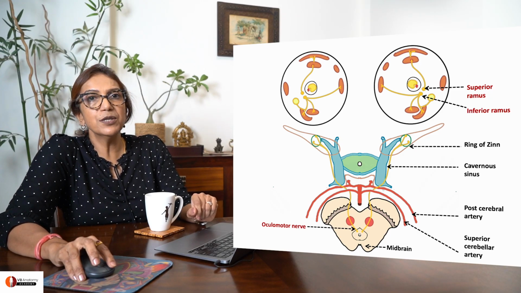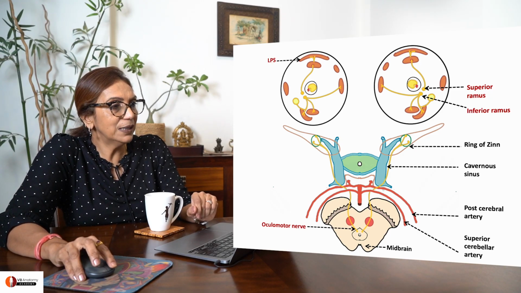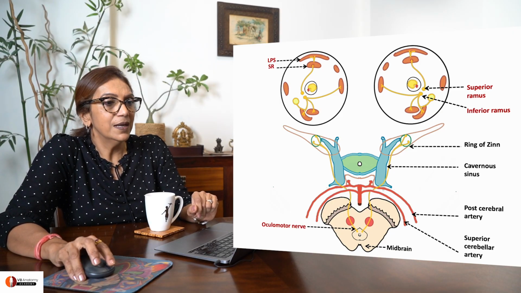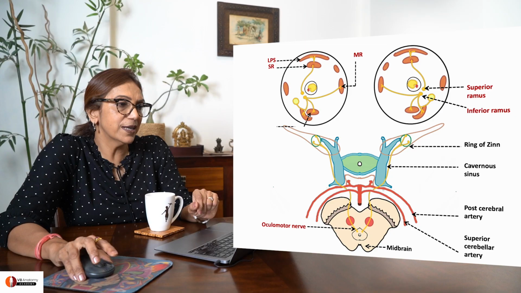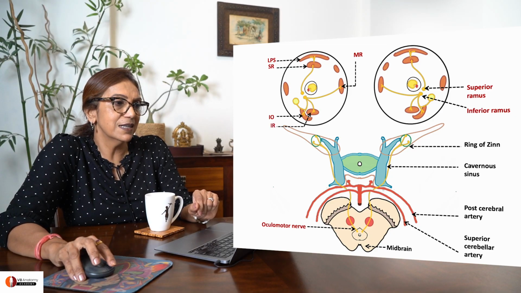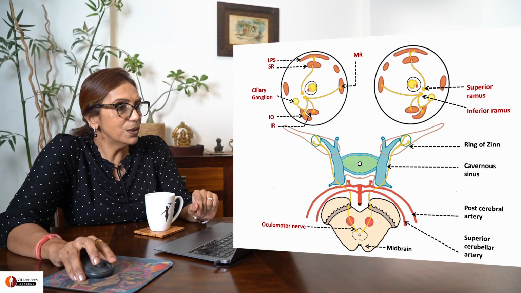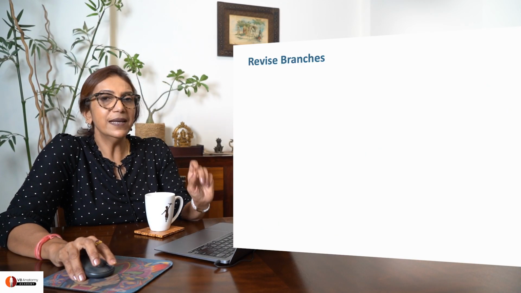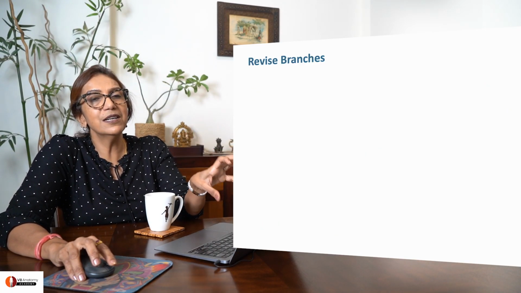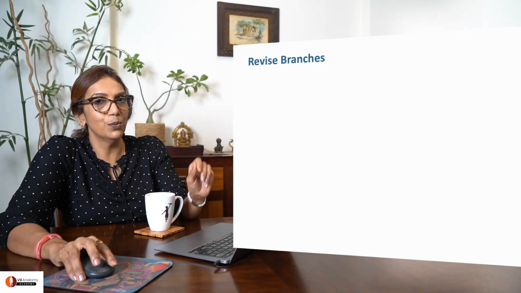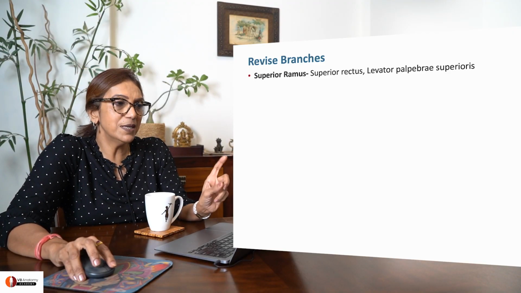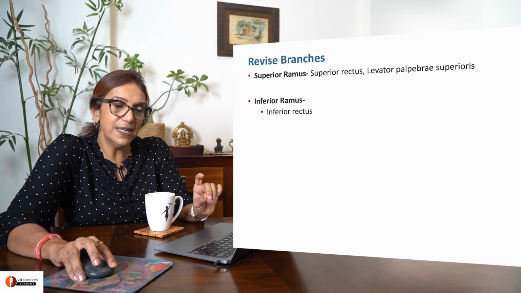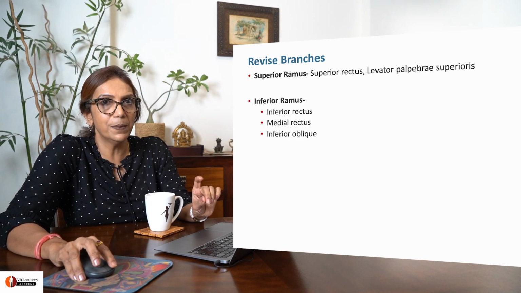The superior ramus of the oculomotor nerve supplies levator palpebrae superioris and the superior rectus muscle. The inferior ramus supplies medial rectus, inferior oblique, and also gives a branch to the ciliary ganglion. So that, in short, is the course and distribution of your oculomotor nerve. Superior ramus: superior rectus, levator palpebrae superioris. Inferior ramus: inferior rectus, medial rectus, inferior oblique.